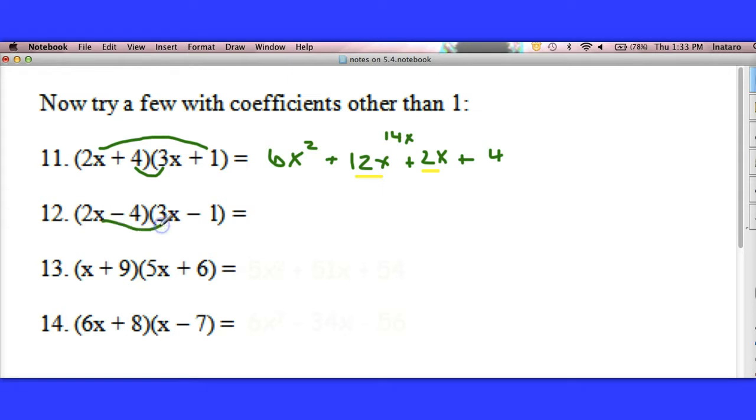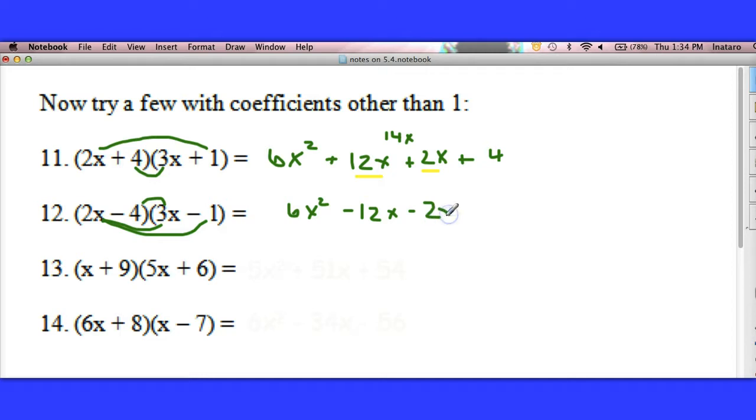We're going to multiply the first two terms together. We'd have a 6x squared. And then I'm going to need to be very careful with my positive and negative signs. We'd have our inside terms here, negative 12x, so minus 12x. And then we're going to multiply the first term and the last term together. We'd have 2x times negative 1. We'd have minus 2x.